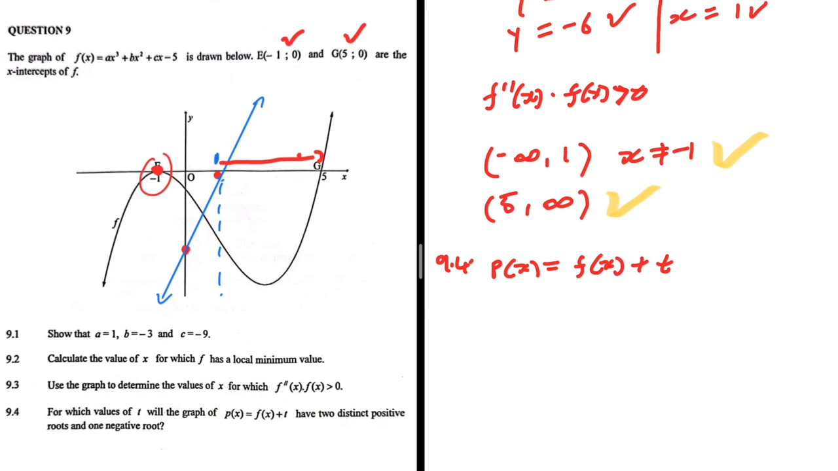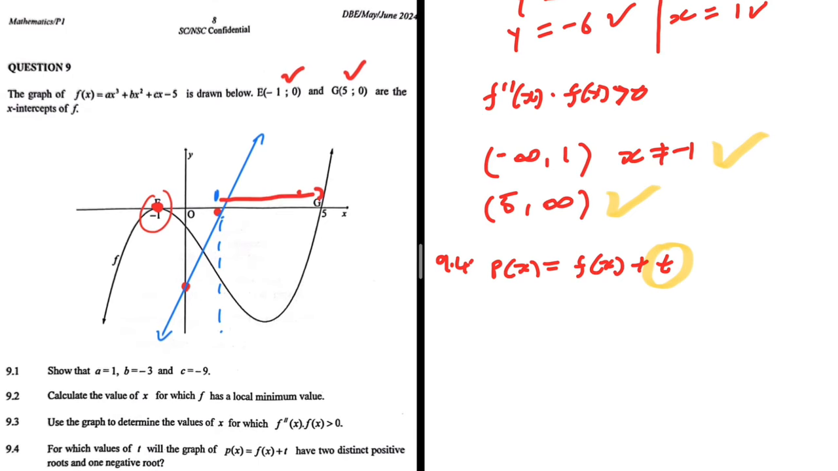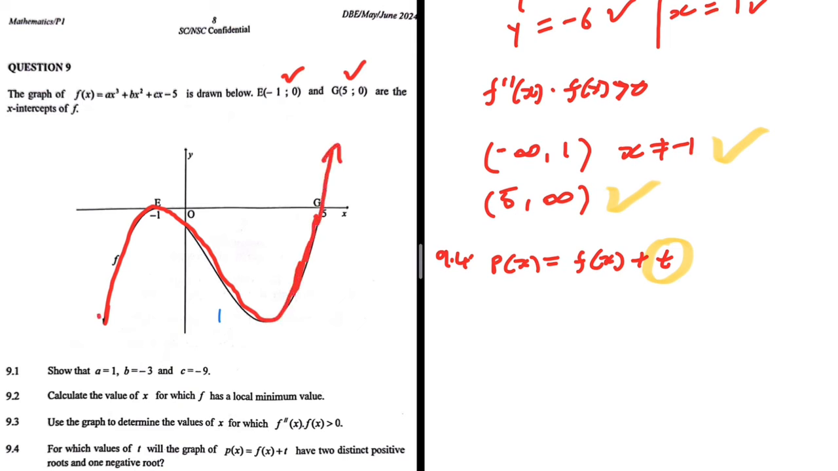So p of x is equals to f of x plus t. So this t is essentially shifting f of x upwards or downwards, depending on what you're trying to achieve. So we want to shift f of x such that we're going to have two distinct positive roots and one negative root. Let me show you what we can do. I just need to erase all of this now, right? So that is erased, and now let me trace this function. You're gonna see why I'm doing this. Just let me cook. So right, there we go.